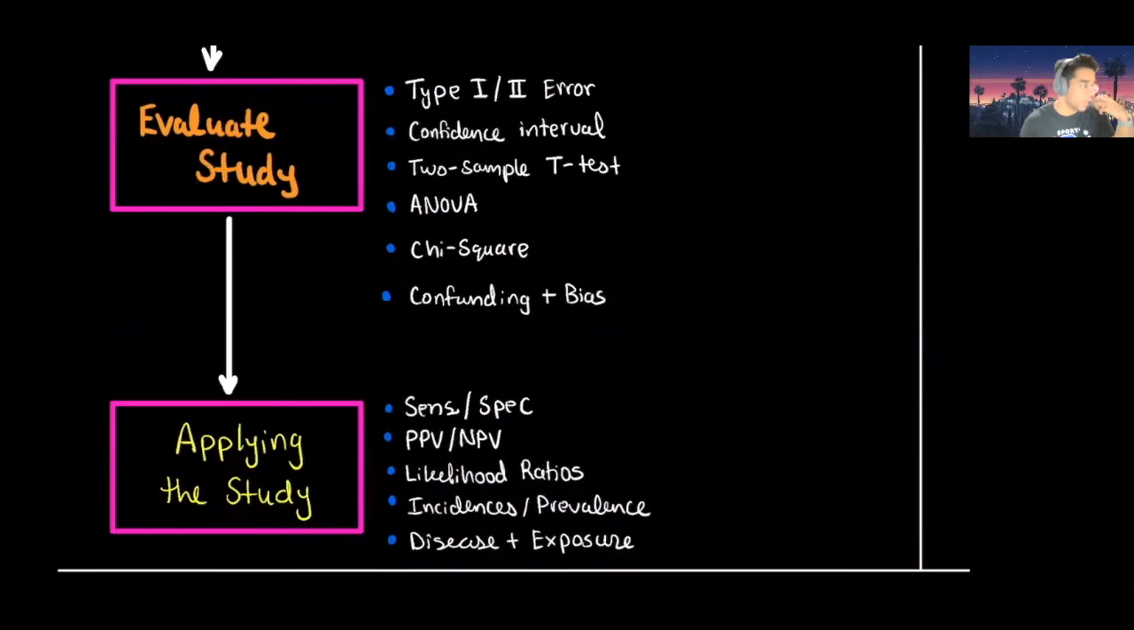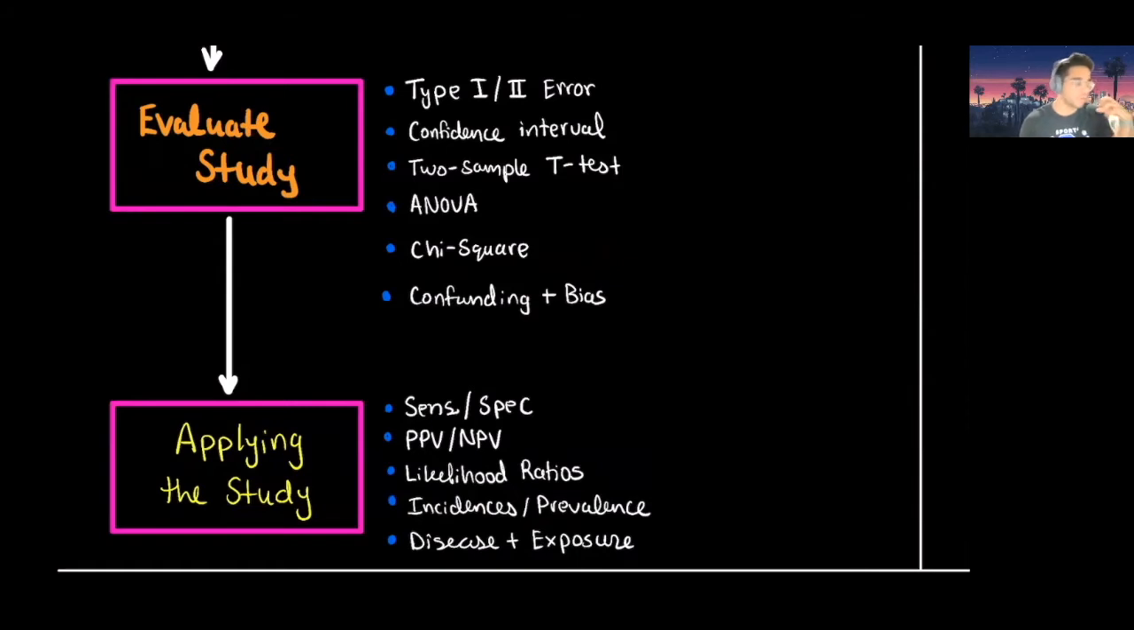And then finally, how do we apply the said study to a population? What is the interpretation that we're trying to get at the end of the day? So this is where we start looking at sensitivity, specificity, positive predictive values versus negative predictive values, likelihood ratios, incidences, prevalences, diseases, and exposures. There are so many different things that we can eventually do with the data that we receive.